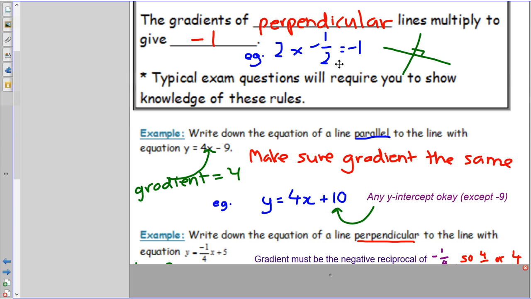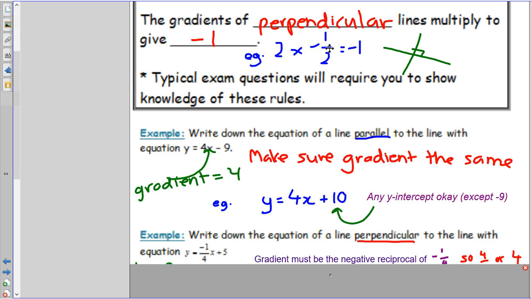You'll notice that if one is negative, the other has to be positive. Vice versa, if this was positive, that has to be negative. One has to be negative, one has to be positive if they're perpendicular, because it makes sense. One's going upwards from left to right, one's going downwards from left to right. On top of that, what do you notice about them? So you might realize that they're the reciprocal of each other.